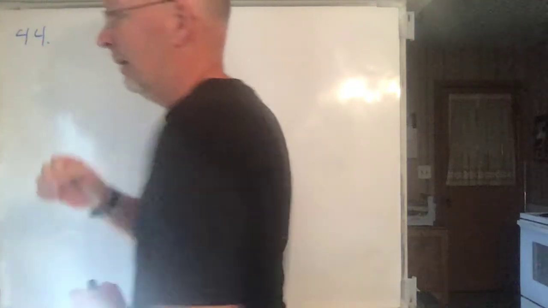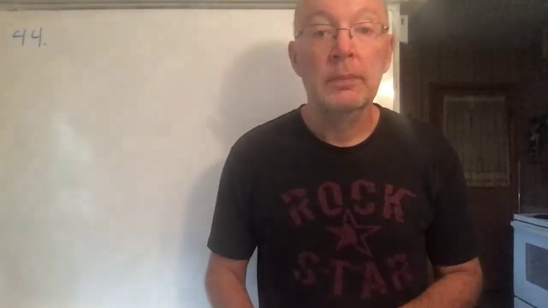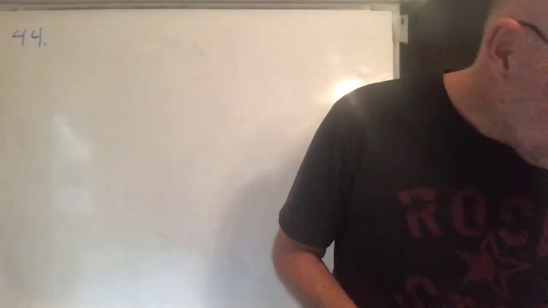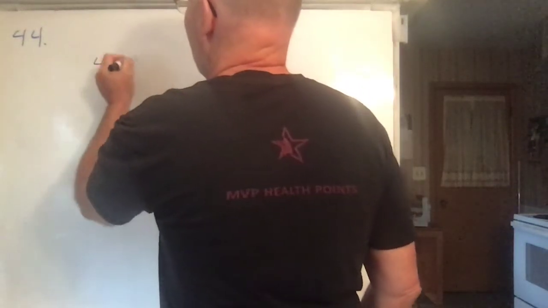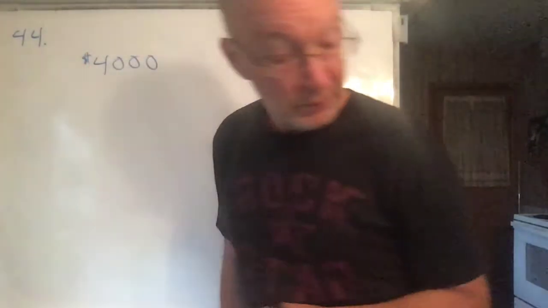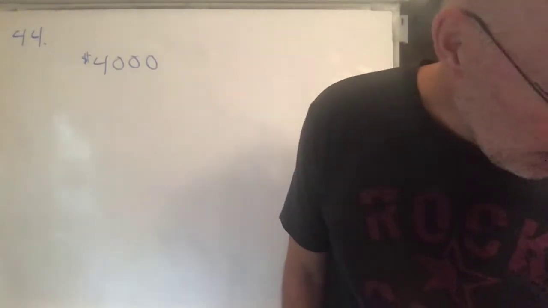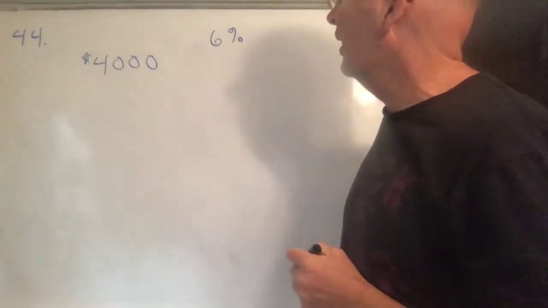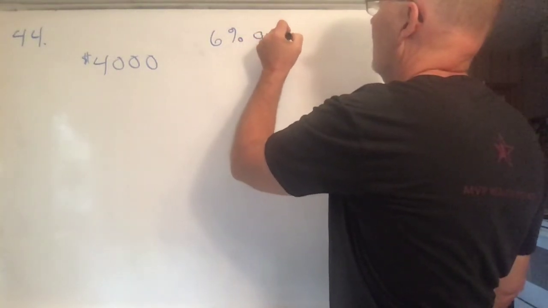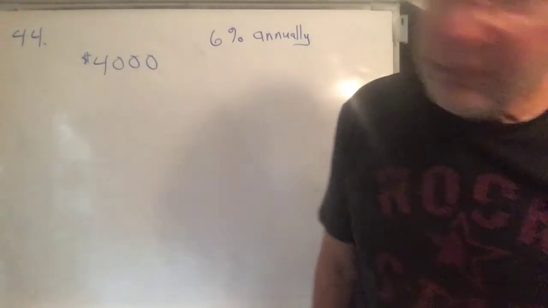Number 44. Oh, hold on just a second. Okay, back again. Number 44. An investment of $4,000 is made at a rate of 6% compounded annually. So every year they add 6% to what's in the bank every year, annually. How much money will be in the account after 7 years?